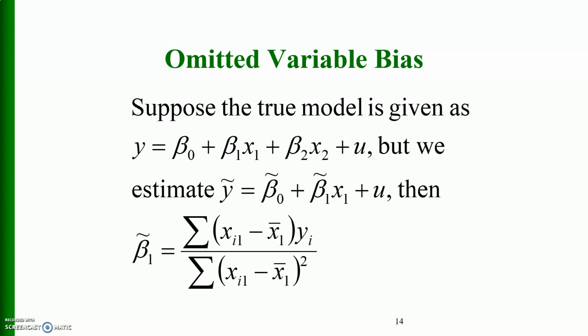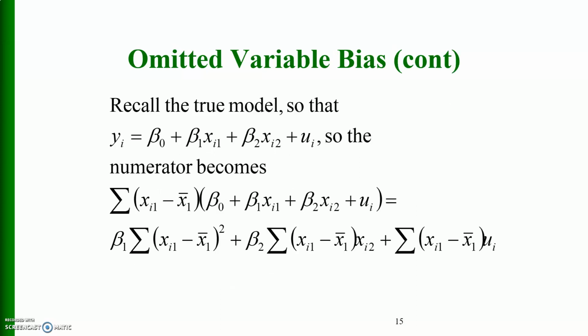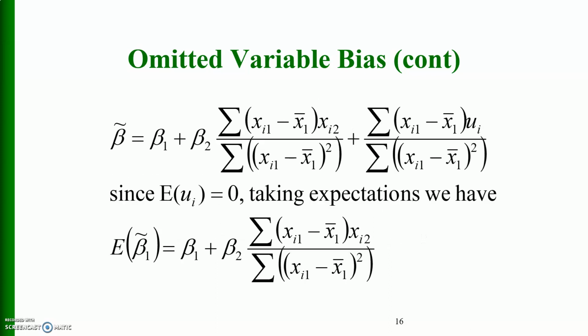Omitted variable bias: suppose the true model is given by this equation, but we estimate y tilde is equal to beta naught tilde plus beta 1 tilde x1 plus u. Then beta 1 tilde is equal to summation of xi1 minus x1 bar into yi divided by summation of xi1 minus x1 bar square. Recall that the true model is this, so that the numerator becomes like this, and beta 1 tilde is equal to beta 1 plus beta 2 and whole lot of this.